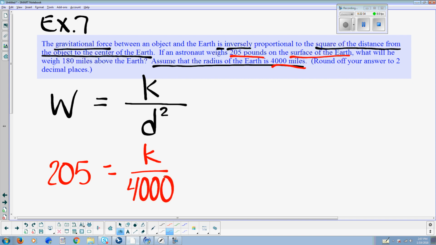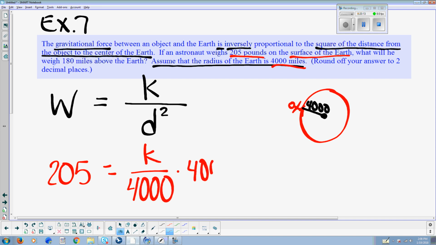Now I'm going to draw a picture over here to make y'all think about it. So here's the Earth, and here is my lovely astronaut standing on the surface of the Earth. Here's the center of the Earth. The distance that he is from the surface to the center right now is 4,000 miles. So that's what this 4,000 in my formula is representing, his distance to the center of the Earth. Now, the second part of the question is what we're going to be finding. But before we do that, let's solve for K.